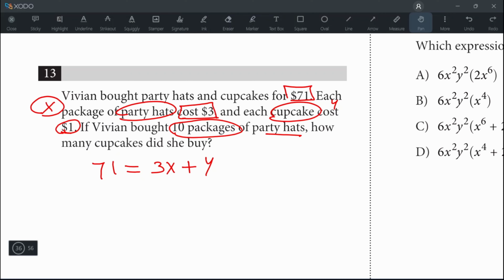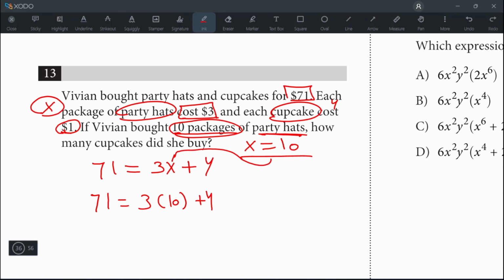Now, it says that Vivian bought 10 packages of party hats. So the value of x is equal to 10. So the function now is 71 equal to 3 multiplied by 10 plus y. What I did is that I plugged the value of x into the function given. And it asks us about the number of cupcakes she bought, which is y. So all we're going to do now is solve for y.